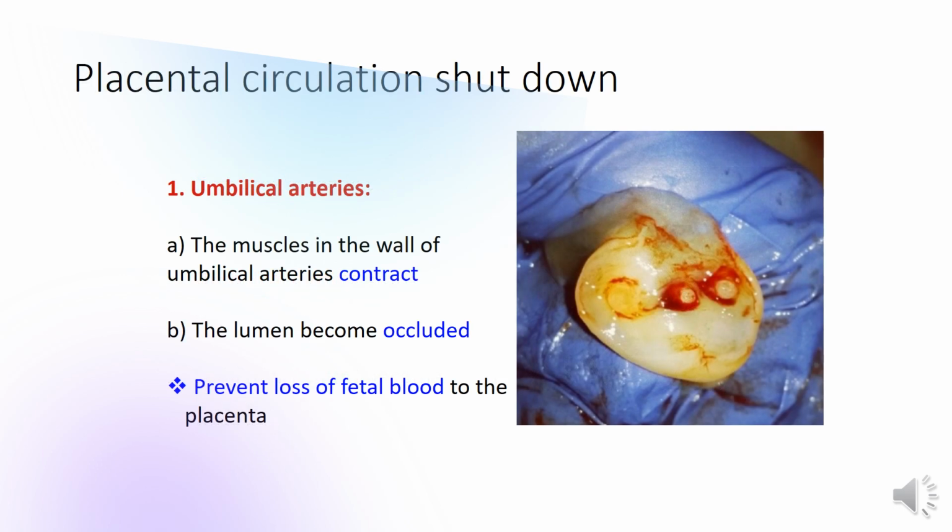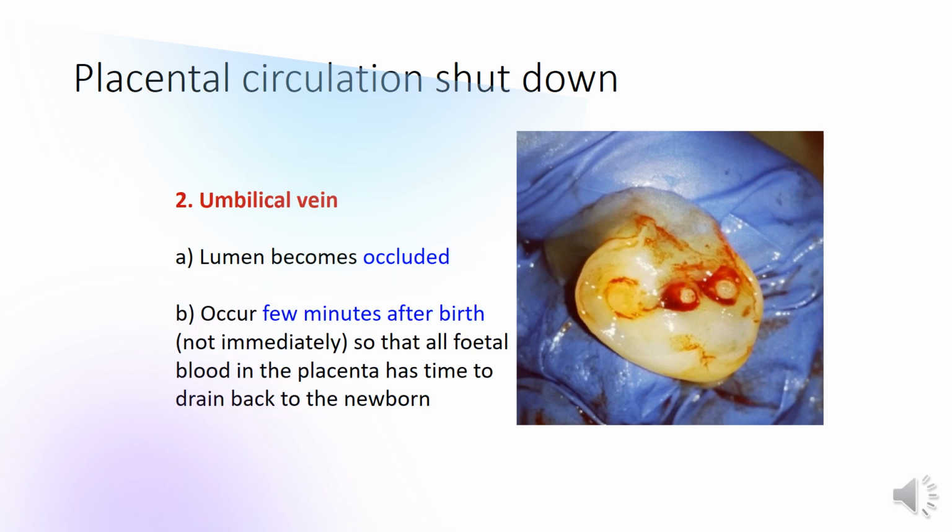Placental circulation shuts down. Number one is the umbilical arteries. The muscle in the wall of the umbilical arteries contracts. The lumen becomes occluded. This will prevent loss of fetal blood to the placenta, so it prevents blood from the fetus entering the placenta once the baby is born. The umbilical vein will also be occluded. This occurs a few minutes after birth, not immediately, so that all fetal blood in the placenta has time to drain back to the newborn.